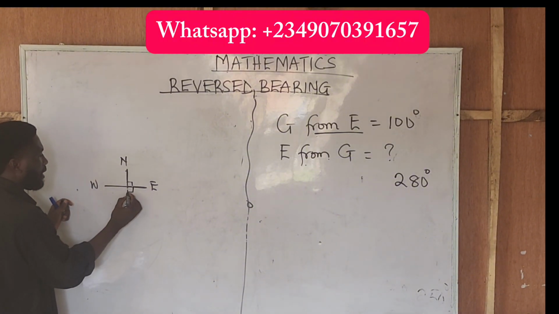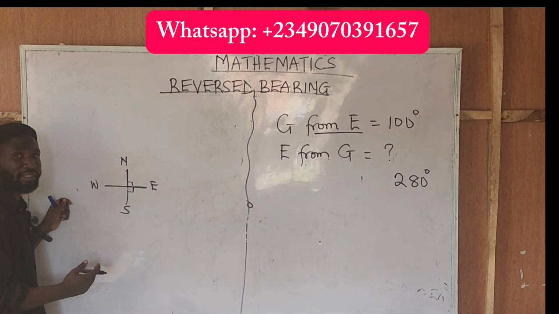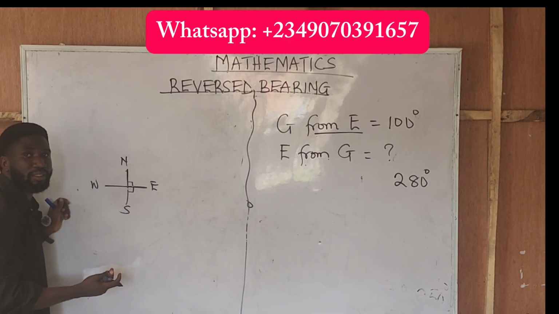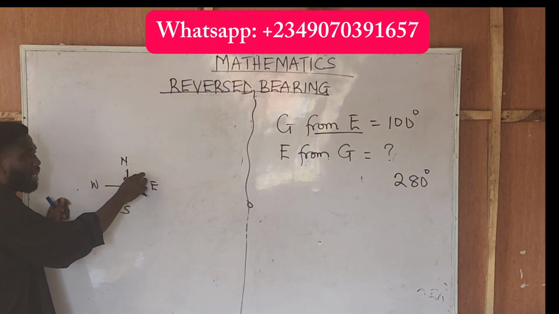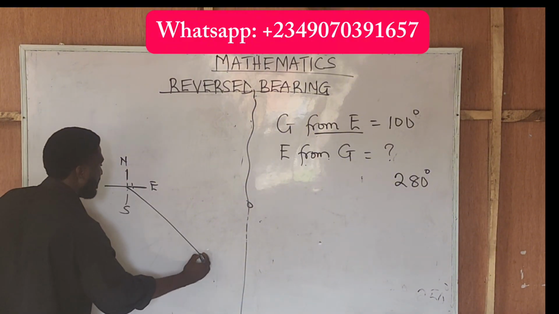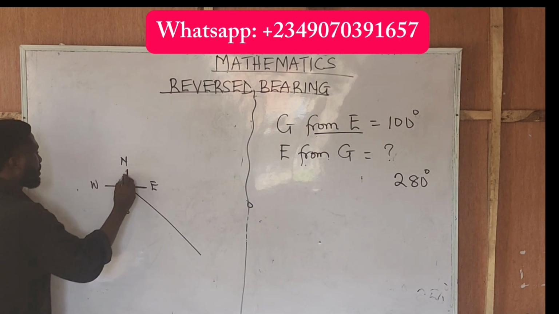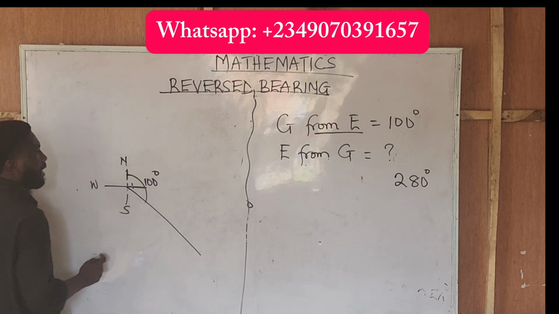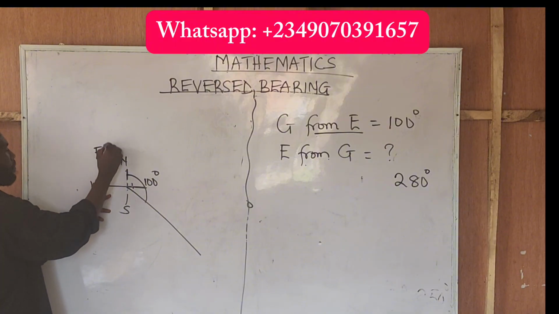Then from here to here, that will give us 180 degrees. So the 100 now has gone beyond 90. It's no longer found here on the first quadrant. We now have it placed here between the south and the east. So we are going to have it this way. Remember we said it moves clockwise. So from here to here is what we call 100 degrees. And here is point E.